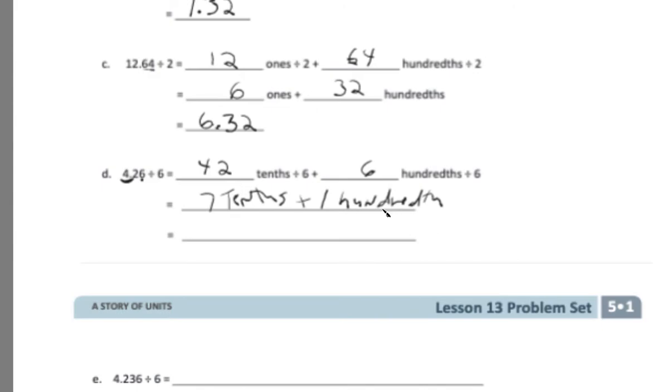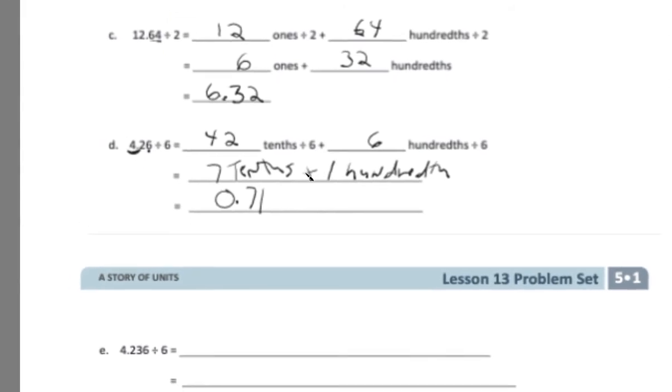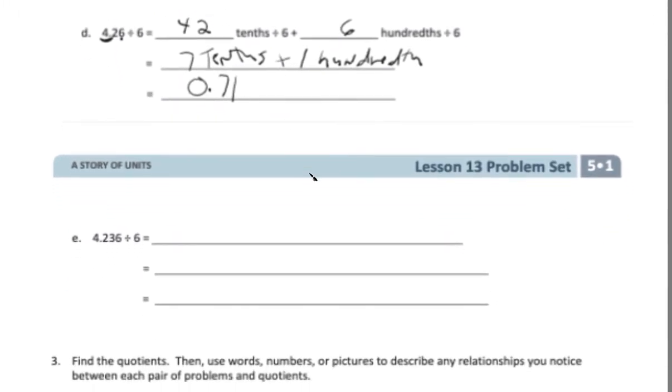So finally, I'm going to write that in standard form. Let's see, I need 7 tenths, right? That's 7 tenths, and 1 hundredth. Boom. So that's 71 hundredths, or 7 tenths 1 hundredth. That's my answer. And if I take 4.26 and cut it into 6 equal pieces, each piece will be 0.71. All right? So everything we understand about division is the same when moving into decimals.